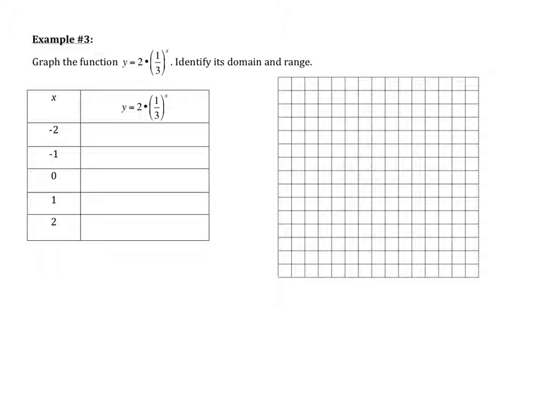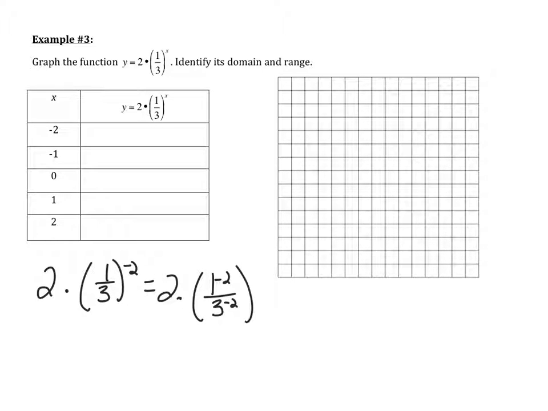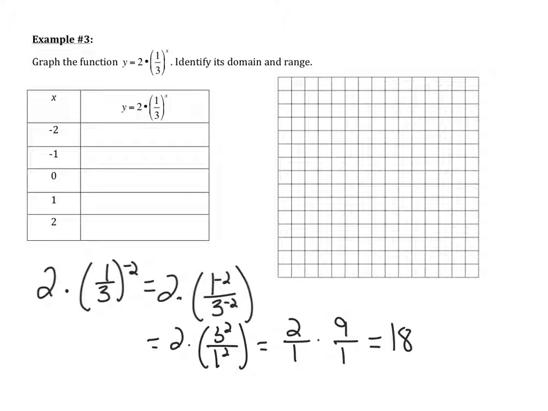So let's start with -2. I'm going to put -2 in for x. It'd be 2 times 1/3 to the -2nd power. So that would be 2 times 1 to the -2nd over 3 to the -2nd. Now remember, negative exponents just make it flip. So I would rewrite that as 2 times 3 squared over 1 squared. So that would be 2, and I'm going to put that over 1 for now, times 9 over 1. So now I'm just going to multiply straight across. Basically, that just gives me 2 times 9 is 18. So at -2, I got 18 for my y value.